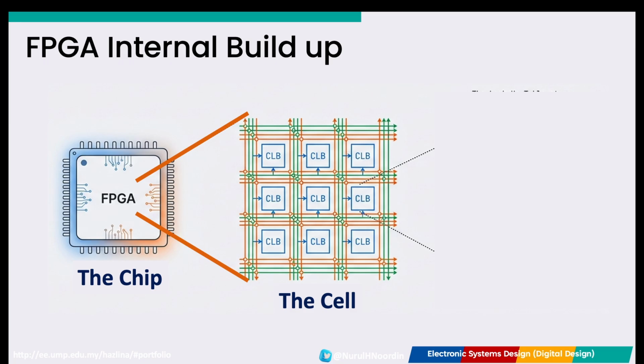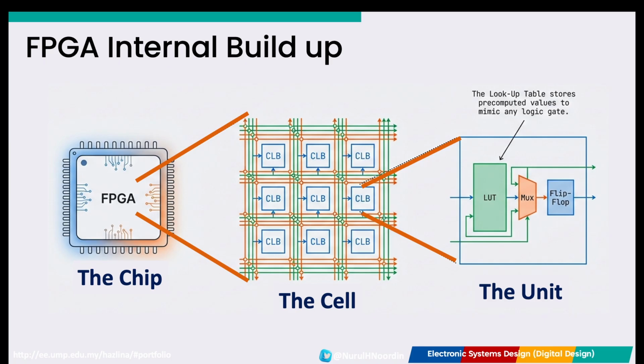But what's inside this cell? Every CLB contains the fundamental units of digital logic. First, there is the lookup table, the brain of the cell. It's a small piece of memory that can mimic any logic gate, an AND, or even a 4-to-1 multiplexer. Next is the flip-flop. This is the memory of the cell. It allows the chip to hold onto a bit of data until the next clock tick. Finally, the multiplexer. This acts like a switchboard, deciding whether the signal should pass through as raw logic or be stored in memory.